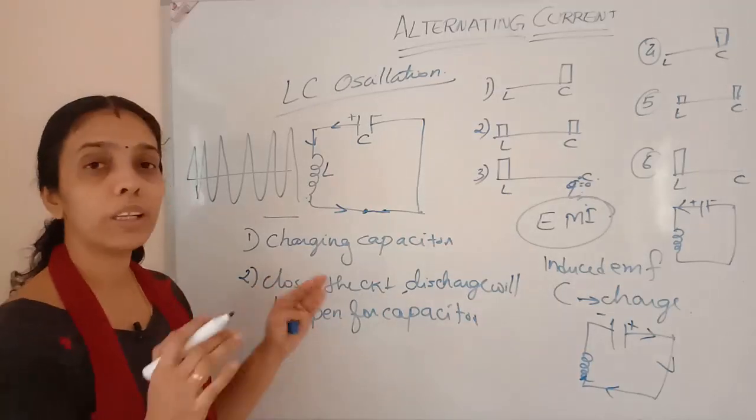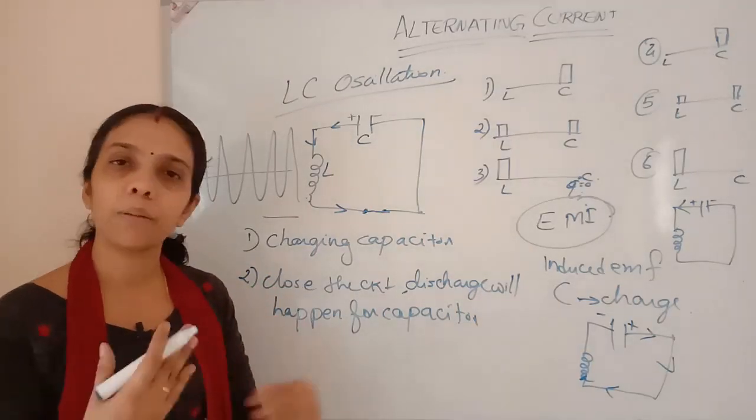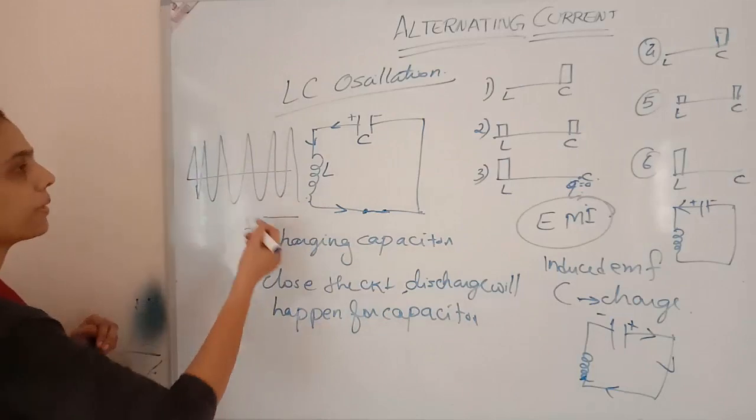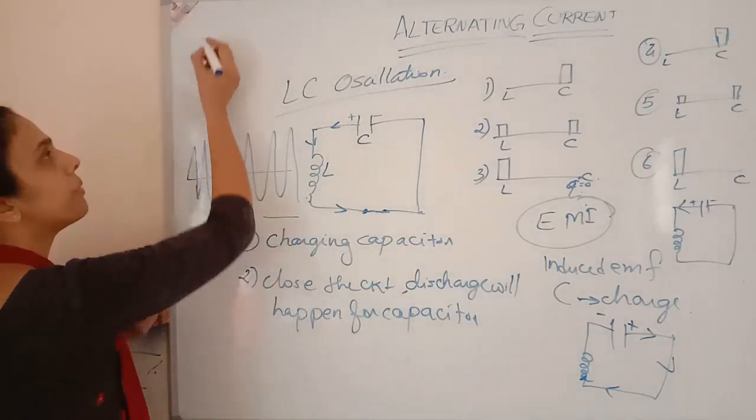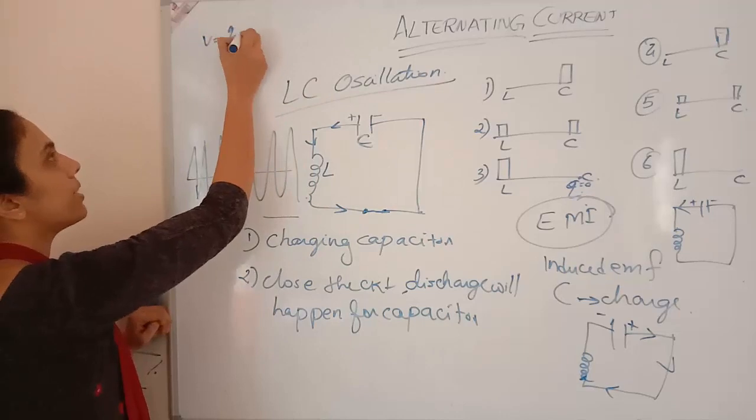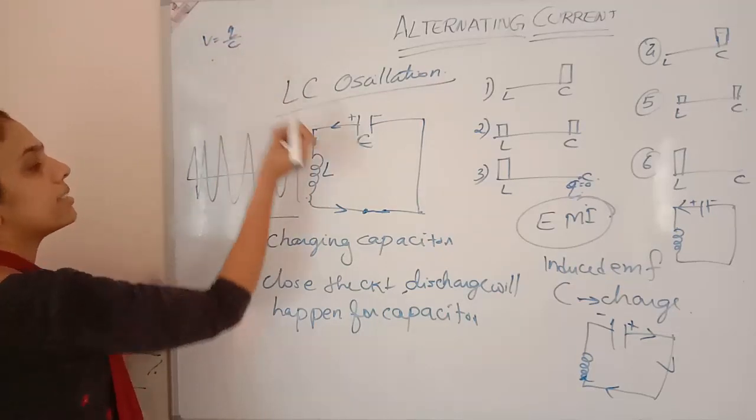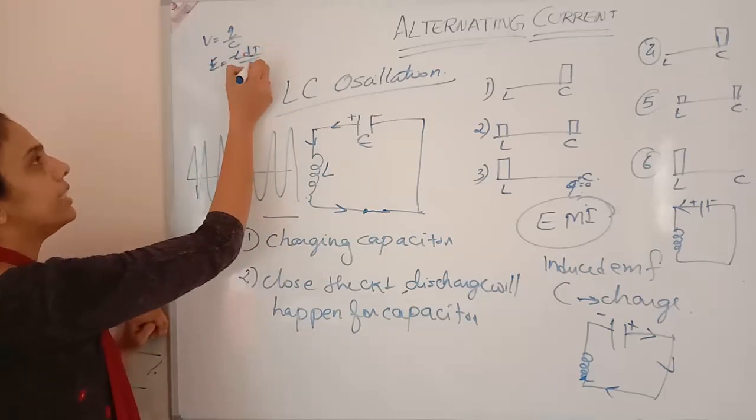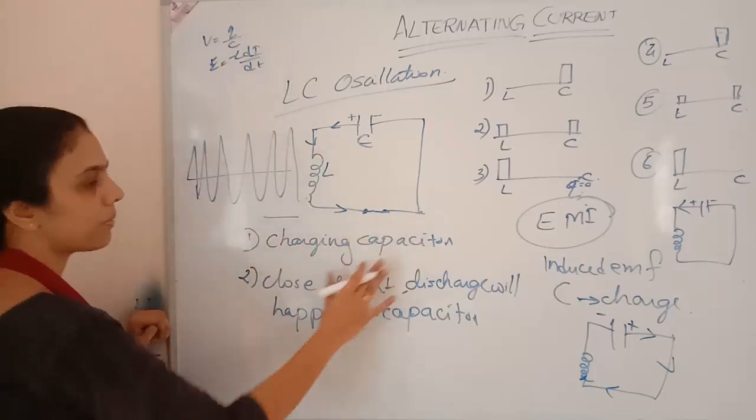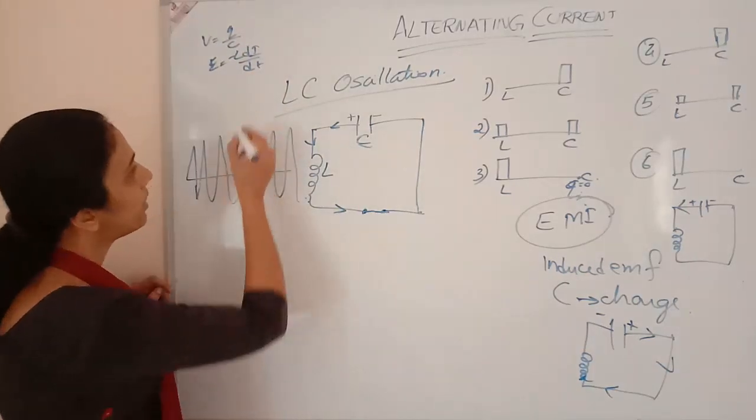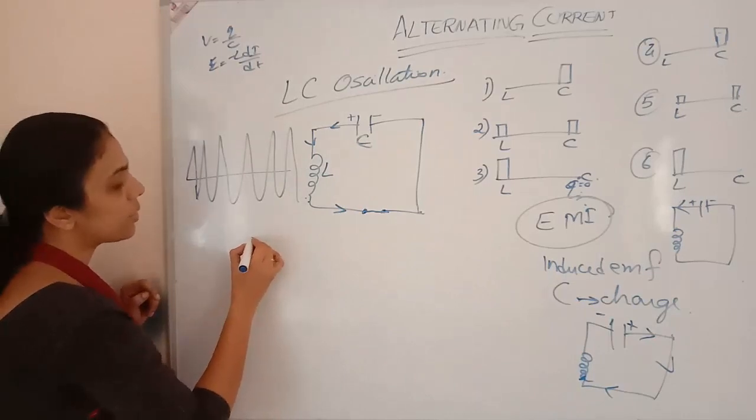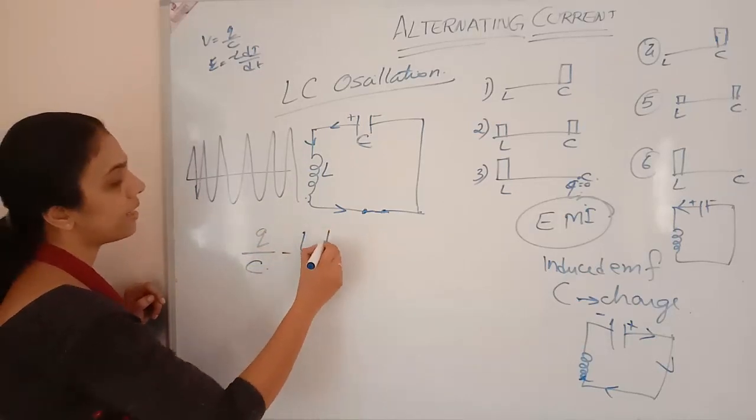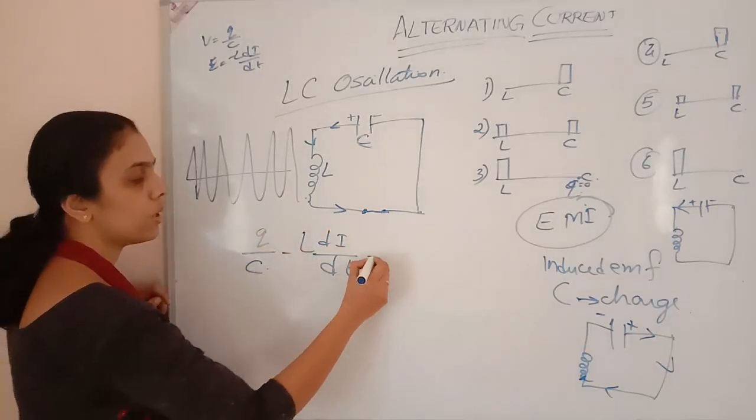In your syllabus they are telling only the quantitative analysis, but I'll also tell what will happen in the LC circuit. In a capacitor, V equals Q by C. In the case of an inductor, E equals minus L into di by dt. While considering these two, we will get the equation. Considering the capacitor and inductor circuit, Q by C minus L into di by dt will be equal to 0.